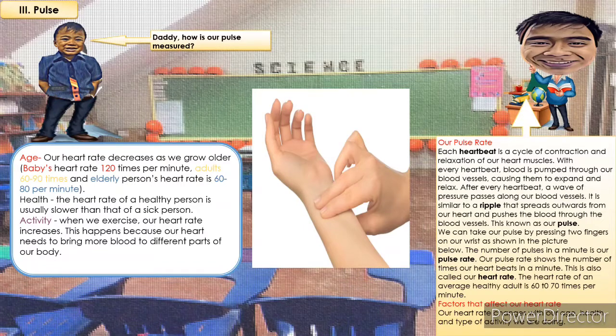The heart rate of a healthy person is usually slower than that of a sick person. When we exercise, our heart rate increases. This happens because our heart needs to bring more blood to different parts of our body.